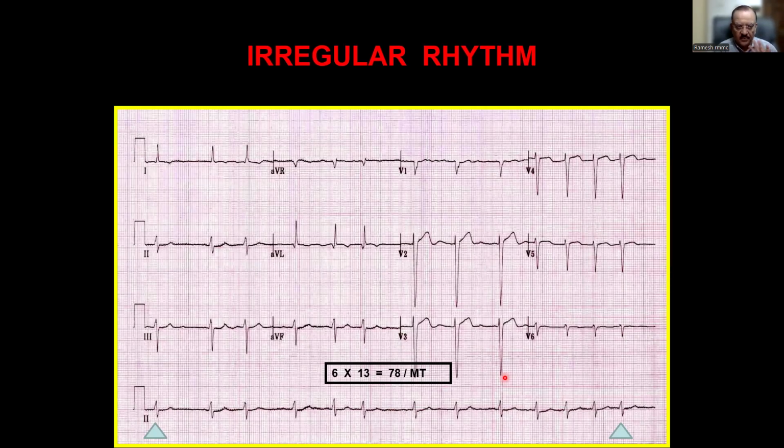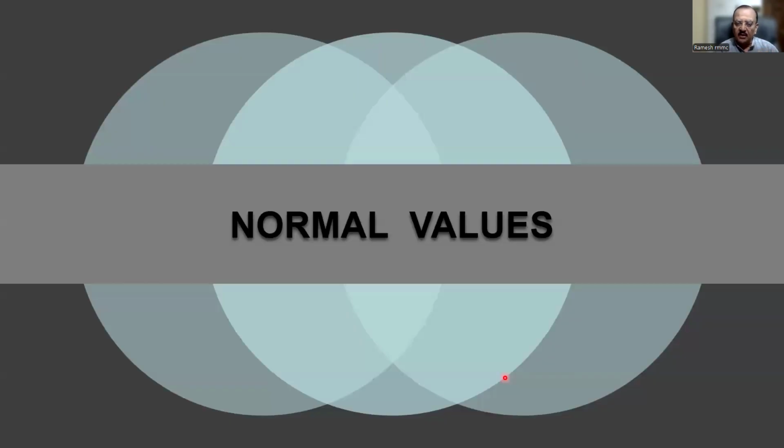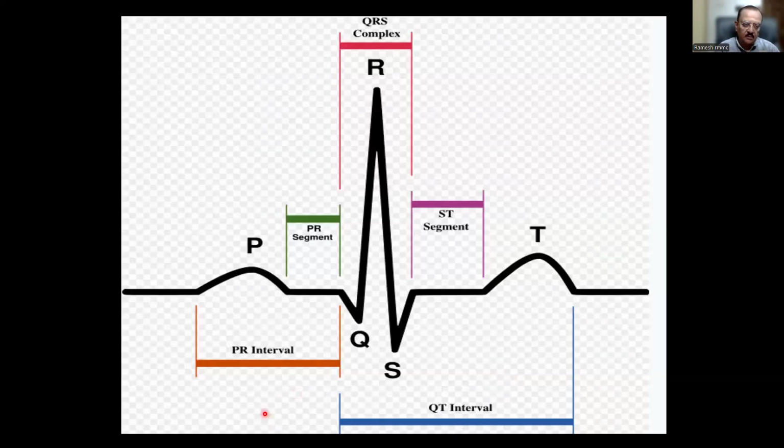If you are very clear about the heart rate, then we will go to the normal values of each wave. We have different waves: P wave, QRS, T wave, and different segments: PR segment, ST segment, and TP segment. We must know the normal value for each.